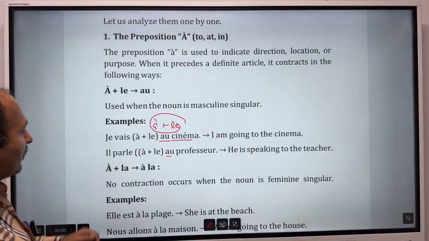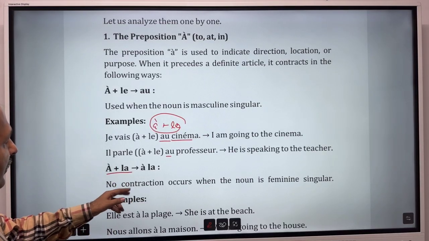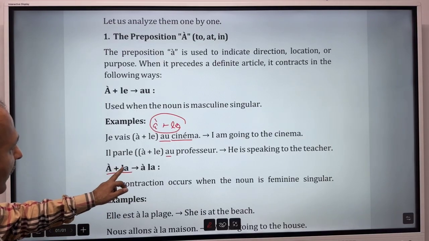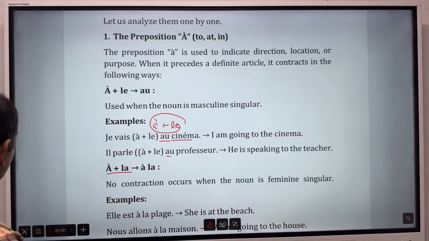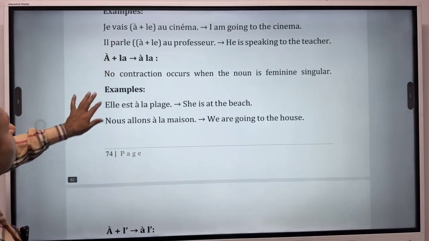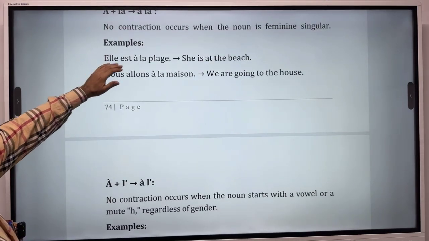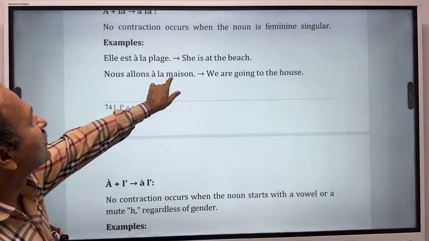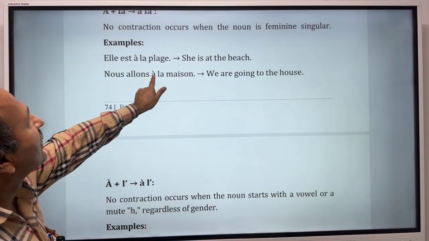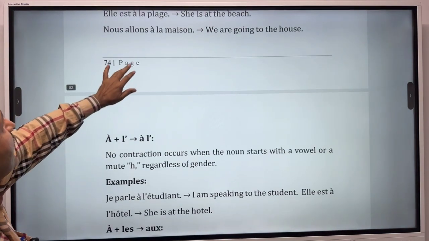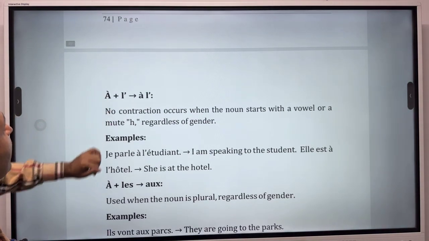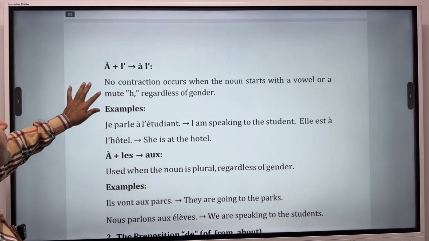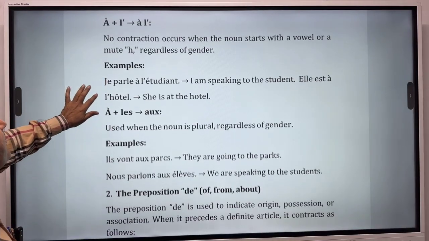À la. Here contraction is not possible, and we will use à la before a noun where the definite article la is used, like plage. Elle est à la plage, she is at the beach. Nous allons à la maison. Maison is feminine, its definite article is la, that is why à la before it.